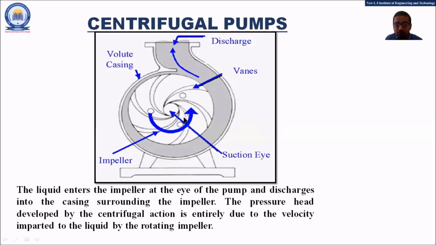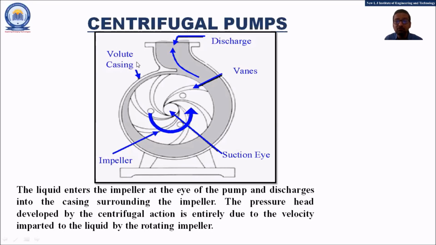The next important component is the impeller. And in the figure you can see that the impeller has backward curved wings. The blades on the impeller are technically known as vanes. So the impeller consists of backward curved vanes. This is the special design of the vanes in the impeller. The next important component is the volute casing.